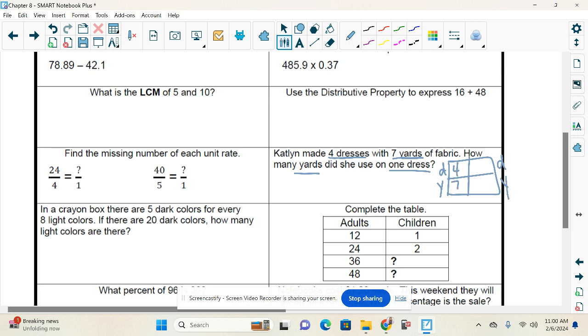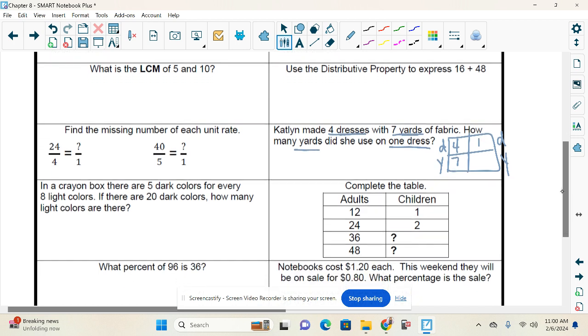I'm comparing dresses to yards. I have 4 to 7. And then I have 1 dress. And then I just have to solve for that.